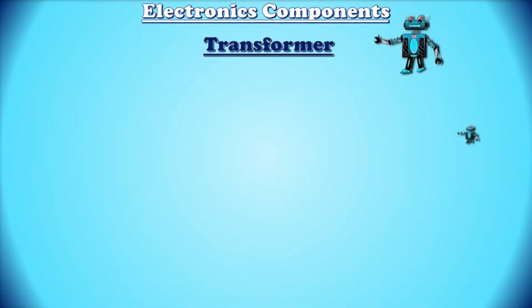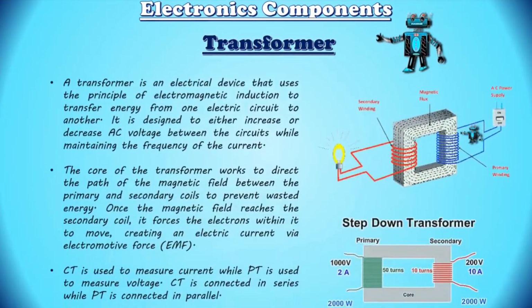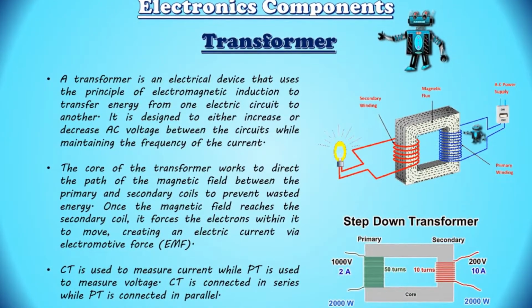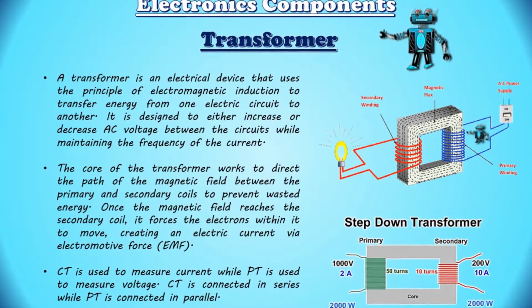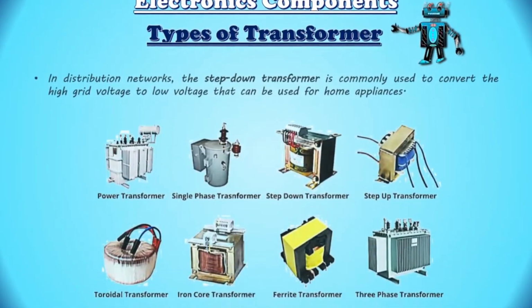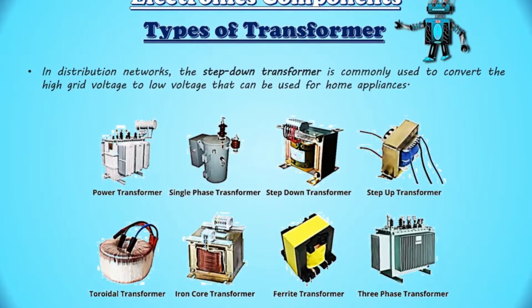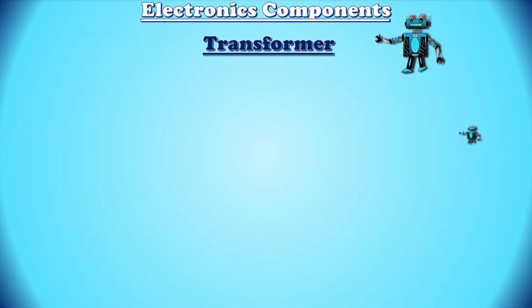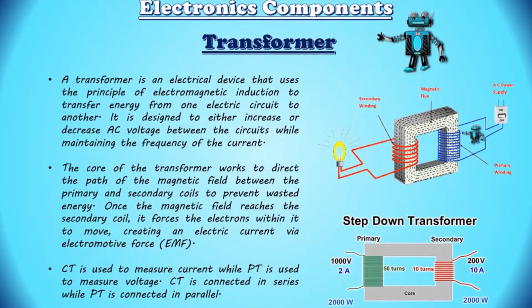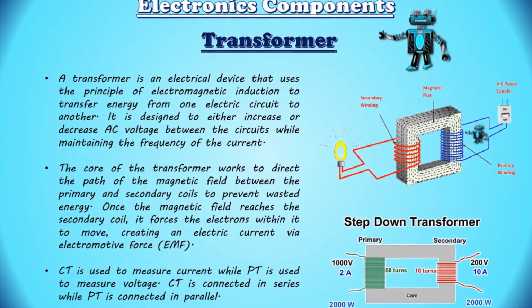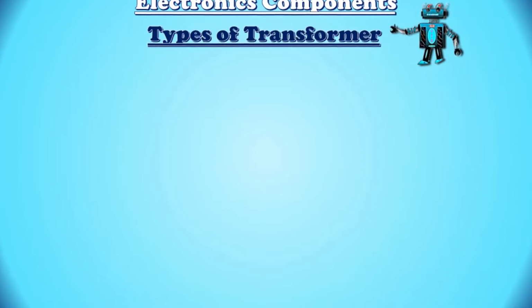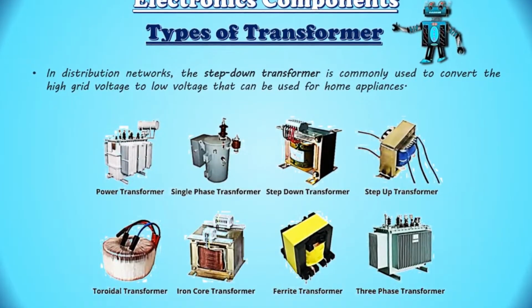A transformer is not designed to convert AC to DC or DC to AC. A transformer is an electrical device that uses the principle of electromagnetic induction to transfer energy from one electric circuit to another. A transformer that increases the voltage from the primary to secondary is called a step-up transformer. The transformer can step up or step down current.